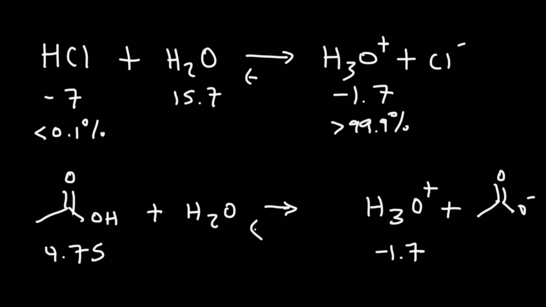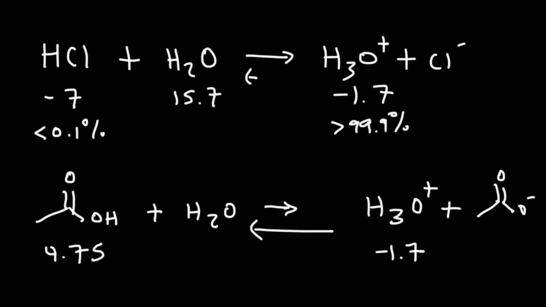This is a reactant-favored reaction. The position of equilibrium lies to the left towards acetic acid. So because acetic acid is weaker than H3O+, for the most part it doesn't react with water. And so we can use acetic acid in an acid-base reaction with water as a solvent.